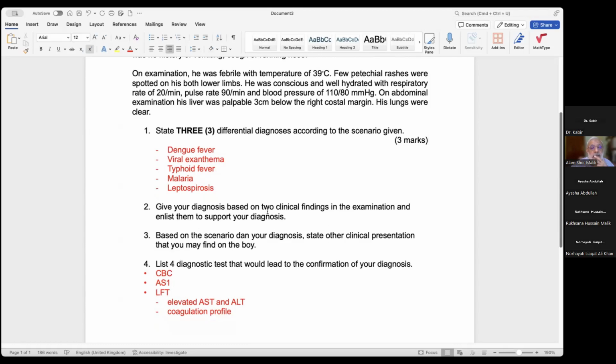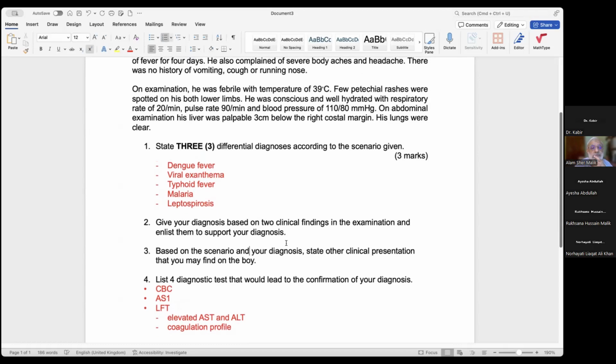Right. Or others will be: give your diagnosis based on 2 clinical findings in the examination and list them to support your diagnosis. Based on the scenario and your diagnosis, state the clinical presentation that you may find on the boy. Right. Okay. Now, any comments from the participants, please?